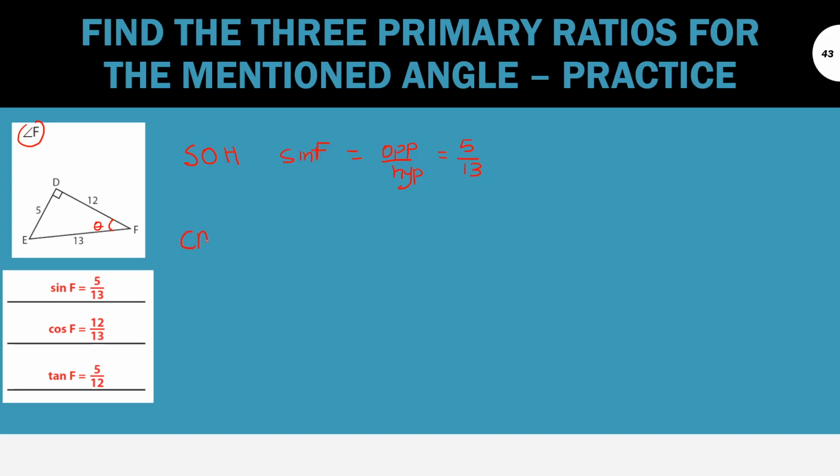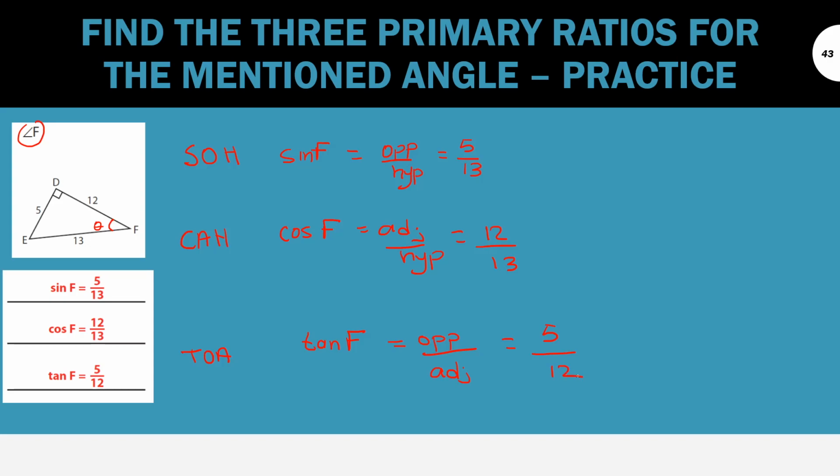Then, next one, we write the acronym first to avoid mistakes. So, cos of angle F equals adjacent over hypotenuse. Our adjacent is 12 and our hypotenuse is 13. And last but not least, we've got TOA. So, tan of F equals opposite over adjacent. Our opposite is 5 and our adjacent is 12.